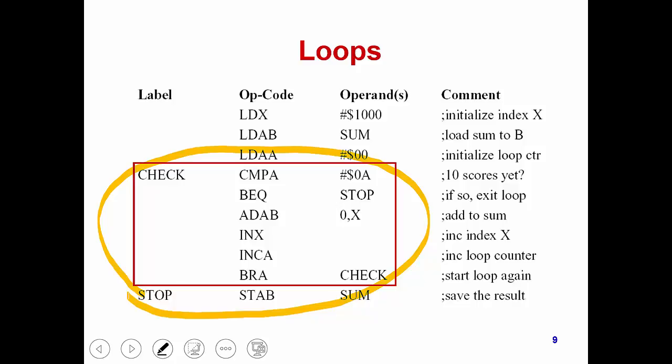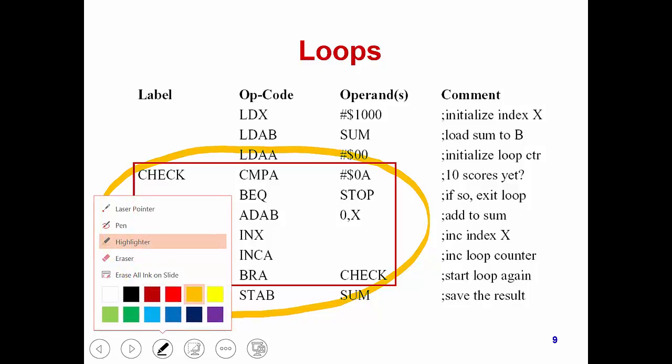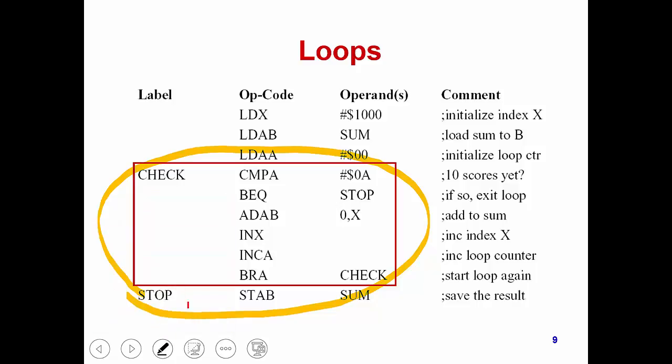100 into the value. Okay, this value is what? Is whatever the value at the memory which is labeled by SUM. But we load this value into B. That's why at the end we have to save the value. You see, we have saved the value back to memory, store to SUM.